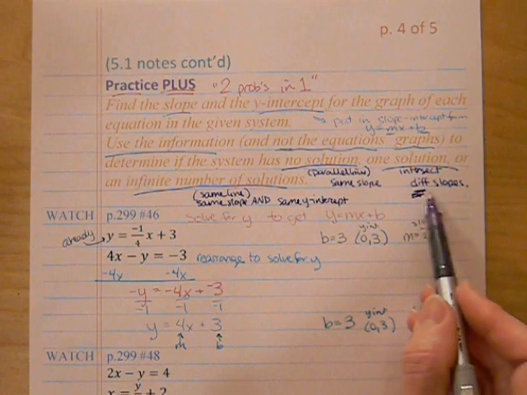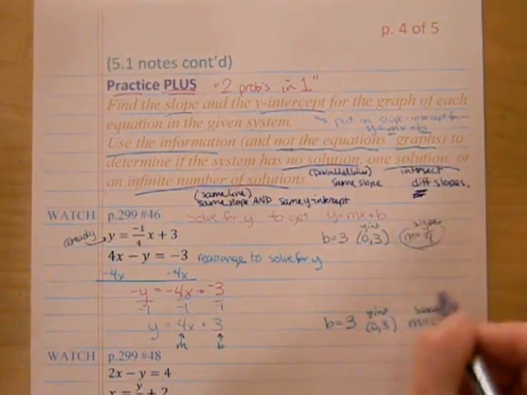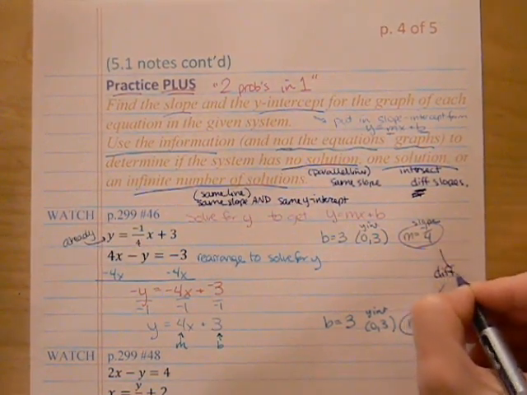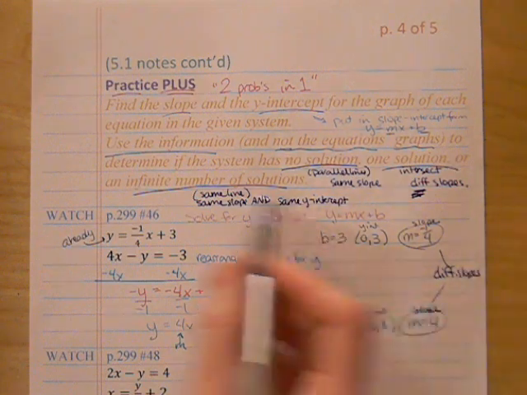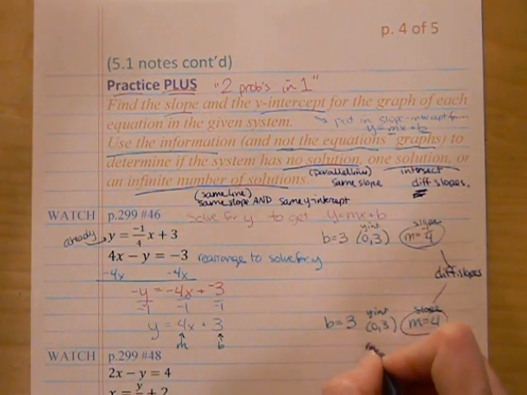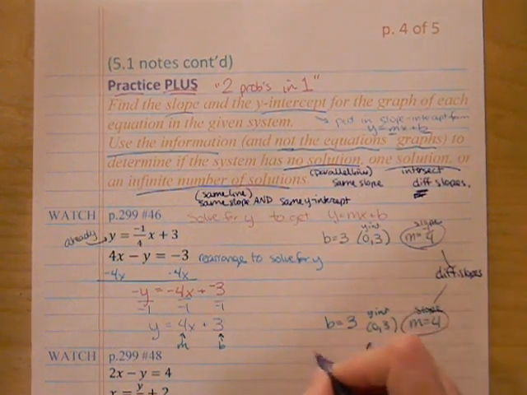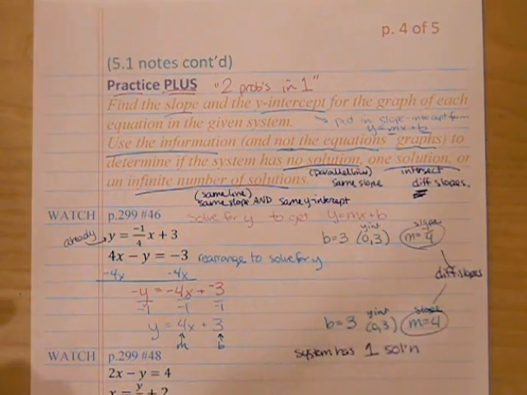If they have different slopes, they are just 2 lines that intersect. So in this case, the 1/4 and the 4, these are different slopes. So this particular system has one solution.